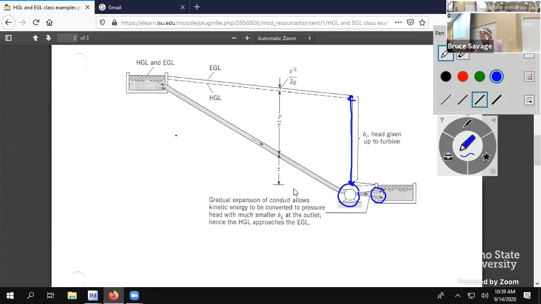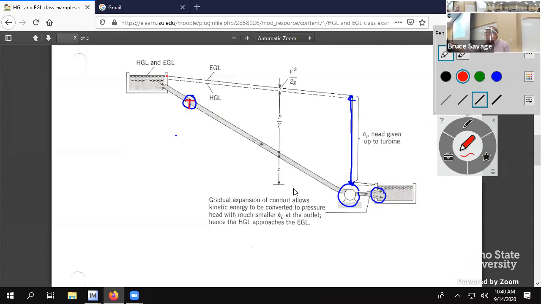Concept question here: would it matter where I put that turbine? Could I put that turbine up here and extract the same amount of energy out of it? So let's assume that this was my turbine. There's my turbine right there. Could I extract the same amount of energy out? Well, yes, I could, but what's the problem here?